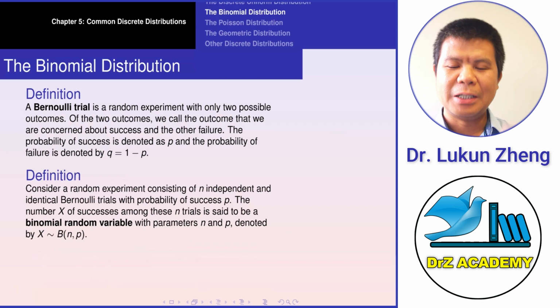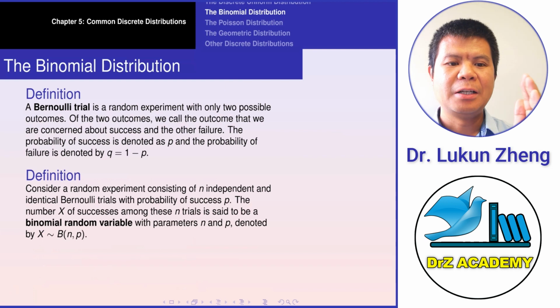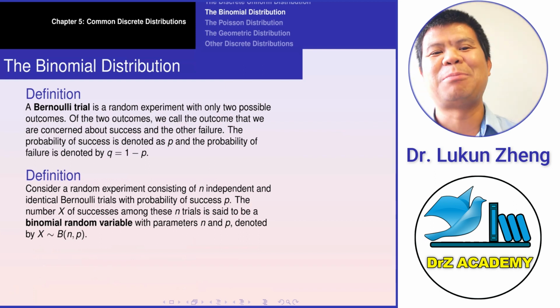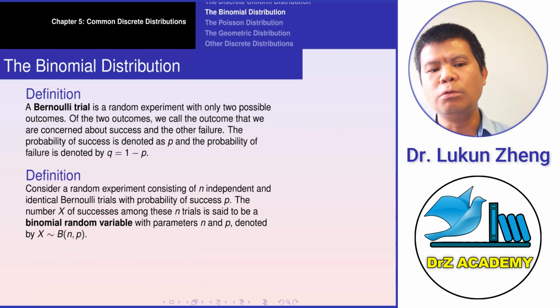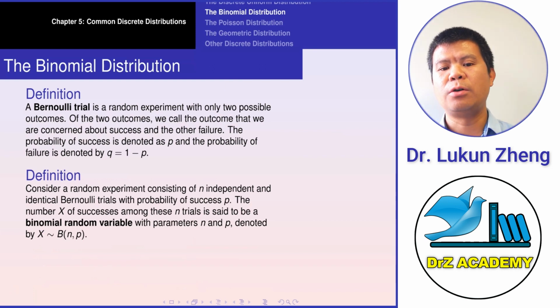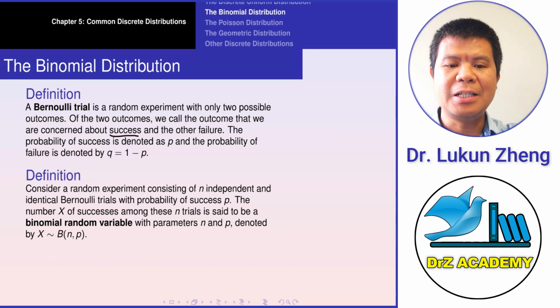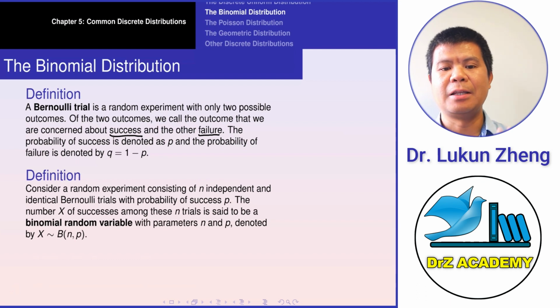Now, what is a binomial distribution? Before we introduce the binomial distribution, let's consider the definition of the so-called Bernoulli trial. So what is a Bernoulli trial? A Bernoulli trial is a random experiment with only 2 possible outcomes. Of these 2 outcomes, we call the outcome that we are concerned about a success, and the other a failure. Success is usually the outcome we are interested in.